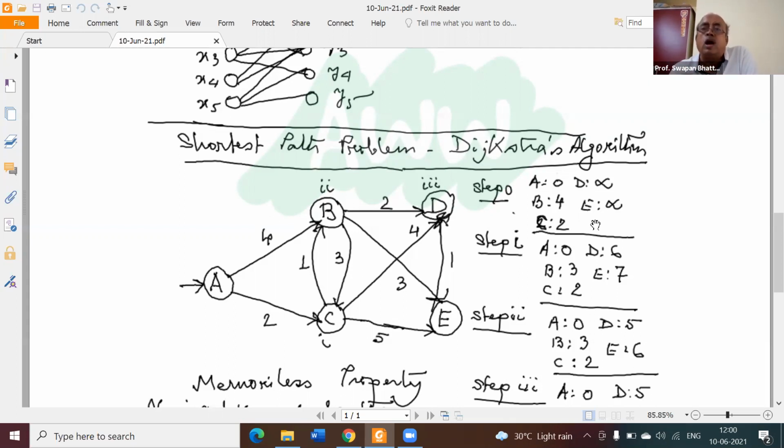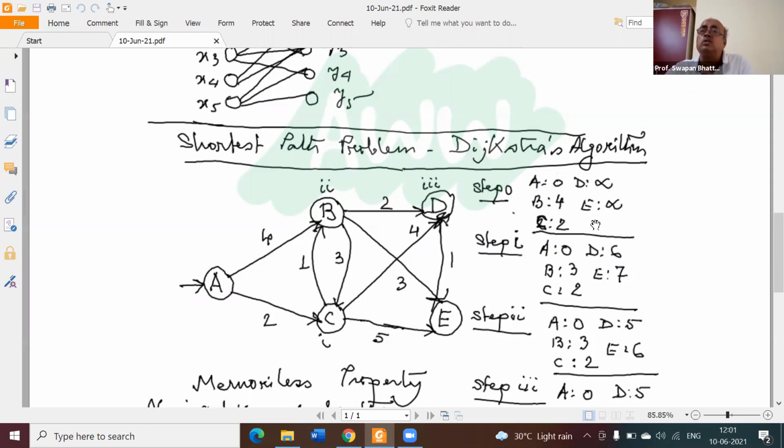Now I come to step 1. From the previous step, I see which one is the closest node to my original node. In this case, C is closest because B is distant 4, C is distant 2. Now, whenever I get such an identified closest node, I include it in the list of nodes I have already traversed. To start with, I had only A. Now we have A and C both because I have traversed up to C also.